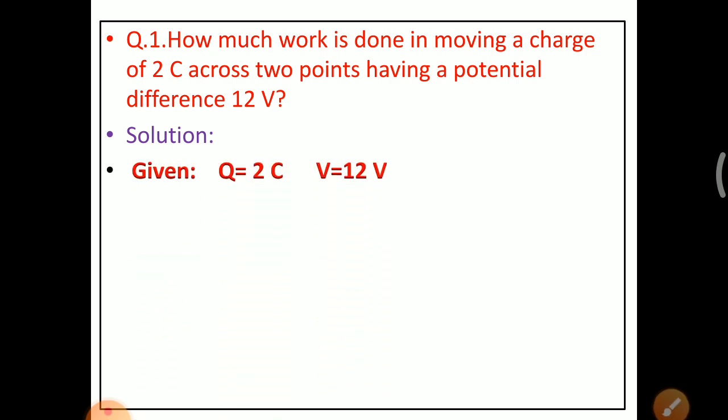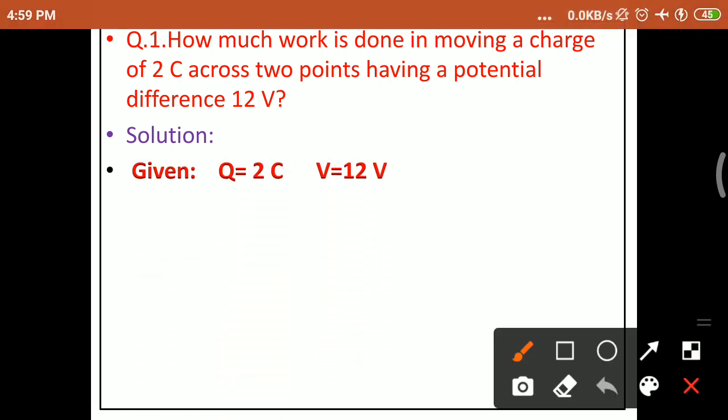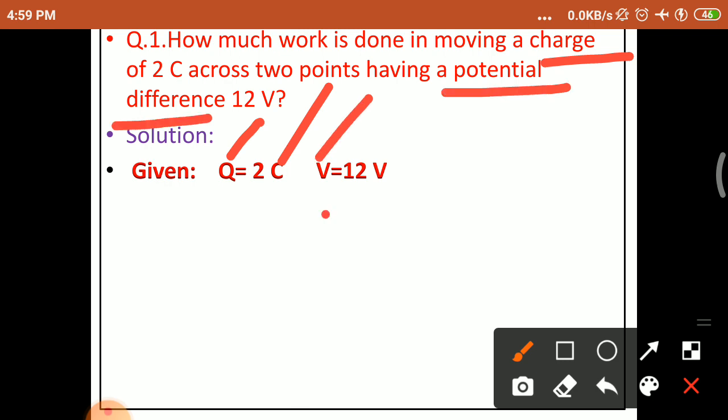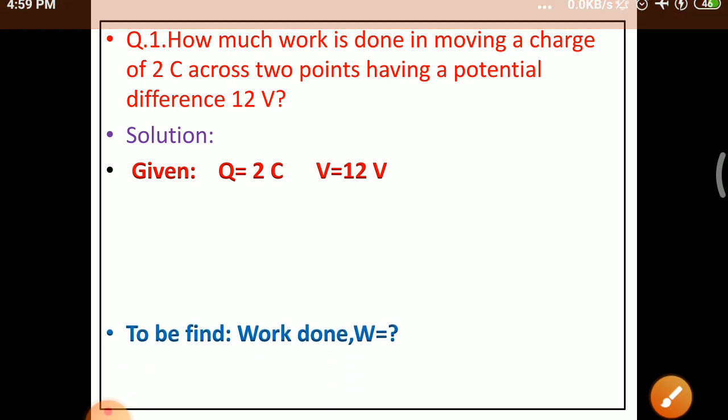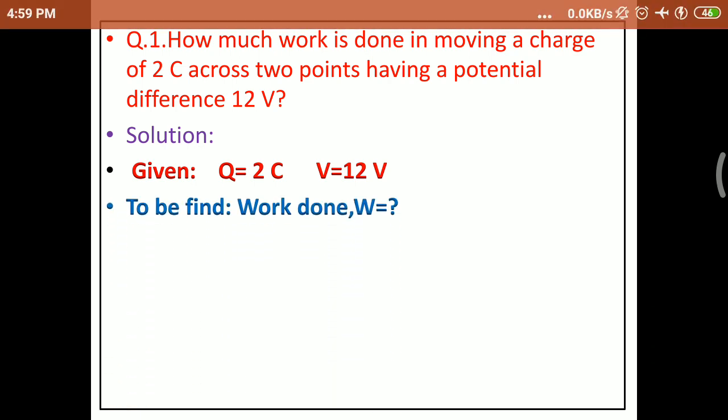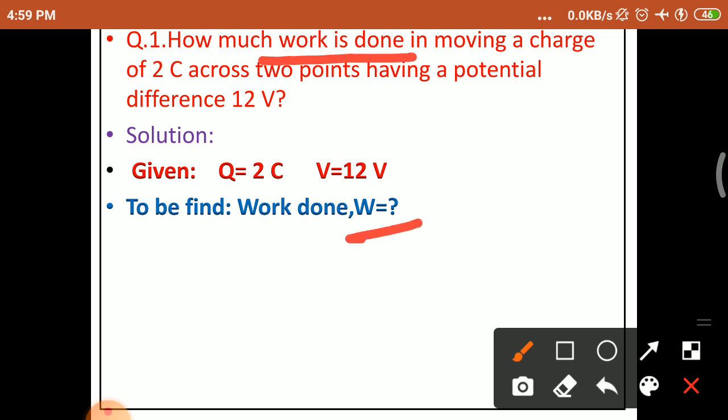Solution: they have given Q, the charge. So Q equals 2 coulomb. See the unit, the unit of charge is coulomb, and the potential difference is V. V equals 12 volt. The SI unit of V is volt, so there is no problem in the unit. What do we want to find? The work done, W.